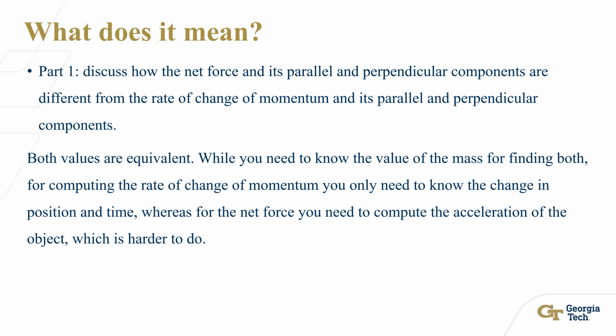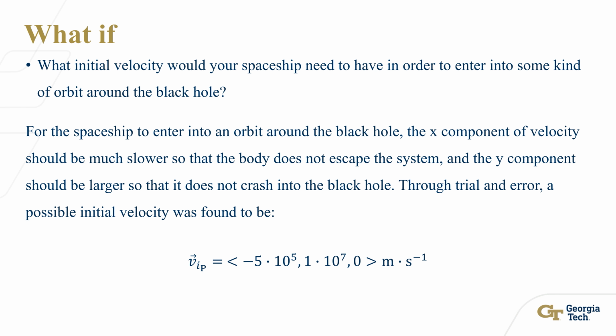For the spaceship to enter into an orbit around the black hole, the x-component of velocity should be much slower so that the body does not escape the system, and the y-component should be larger so that it does not crash into the black hole. By trial and error, a possible initial velocity was found.